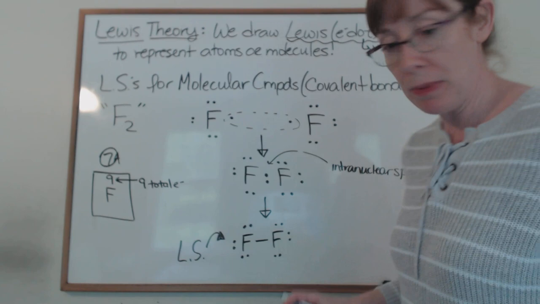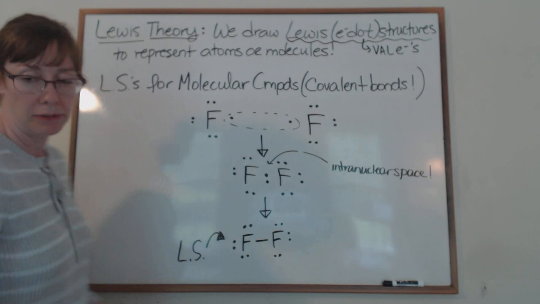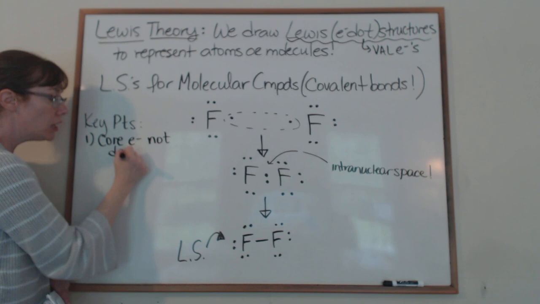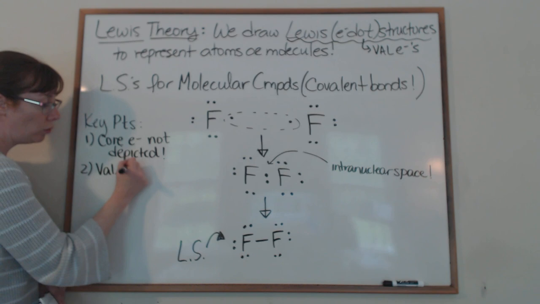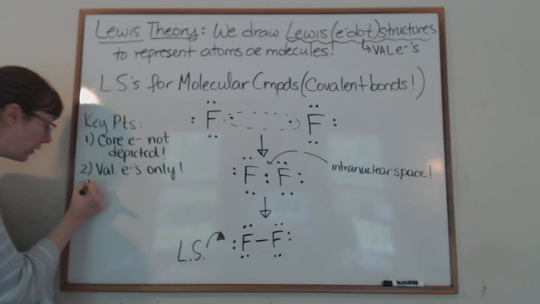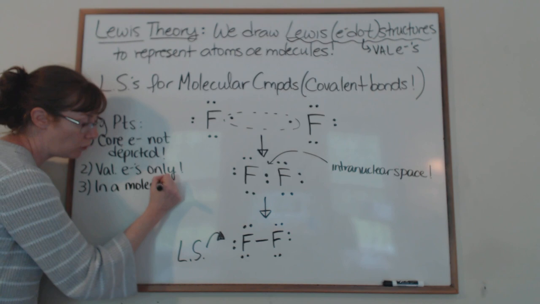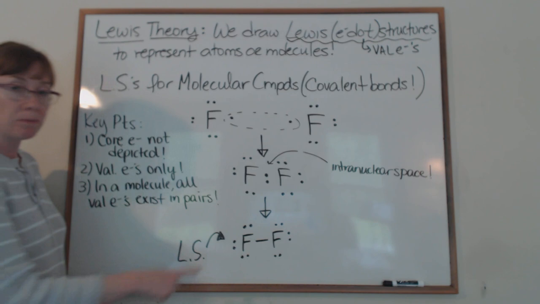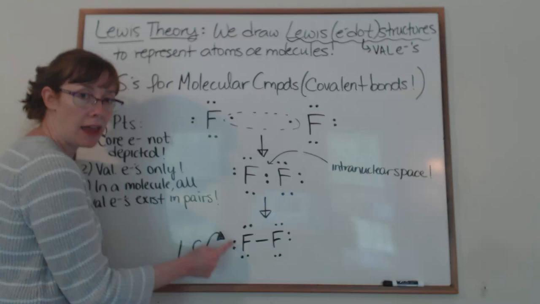Second thing I want to say, let me put several points on this because there's several things to lay out right in front, and then we can move a little bit faster. Let me write key points. Let me reiterate that core electrons are not depicted in a Lewis structure. You will never see the core electrons. Valence electrons only. That's a huge point because that can mess you up. I also want to make a point that in a molecule, all the valence electrons exist in pairs. The more you do of these, the more you'll notice it. But it's true. They're always paired up in a molecule, sets of two. You'll see that the more that you do. That's going to be important for us in a little bit.